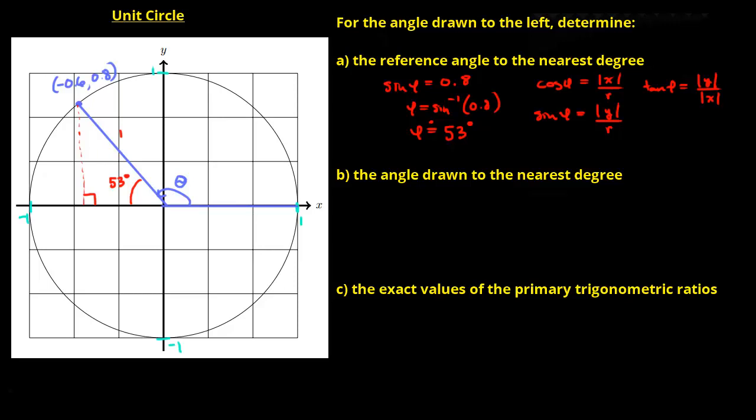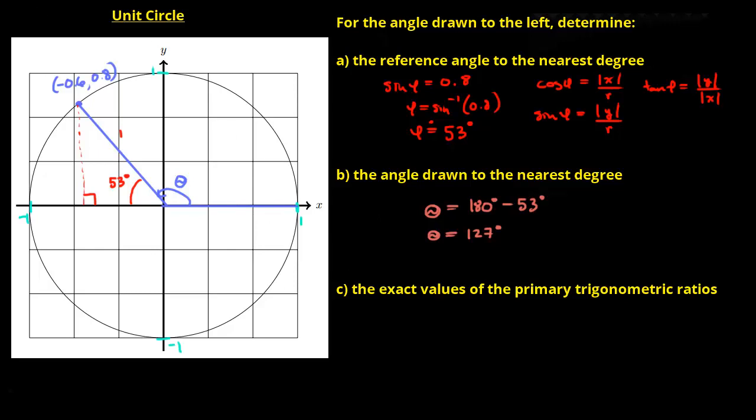So theta and 53 degrees should add to 180 degrees. That means that theta is equal to 180 degrees minus 53 degrees, and so theta is equal to 127 degrees. So we've just figured out what theta is by using the reference angle.